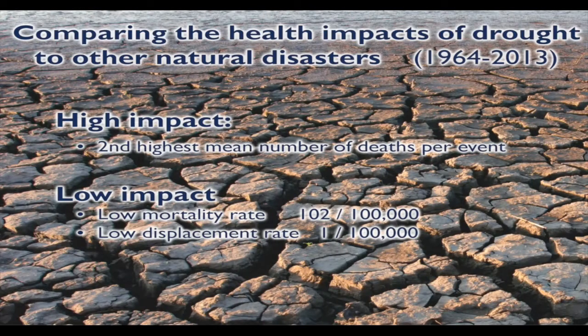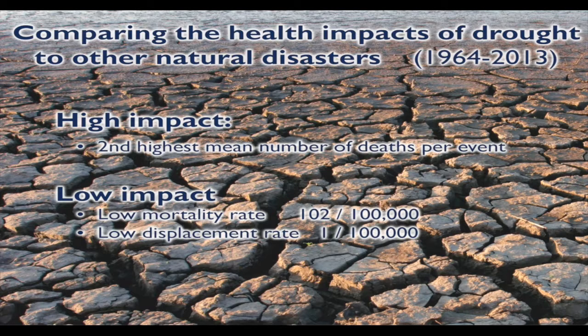water. Now I want to compare the health impacts of drought to other natural disasters, because some of these things you may find surprising. Once again, we're looking at that period from 1964 to 2013, so a 50-year period, and we really saw a high impact during that period from drought disasters, second highest mean number of deaths per event. So droughts are large events, and when they do occur, they cause a large number of deaths. So second highest average number of deaths per event were associated with drought during that 50-year period.